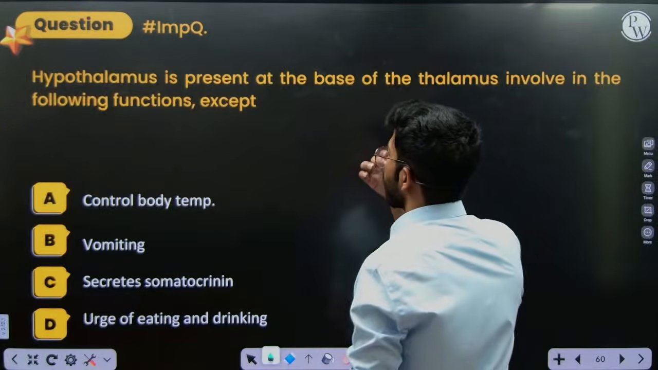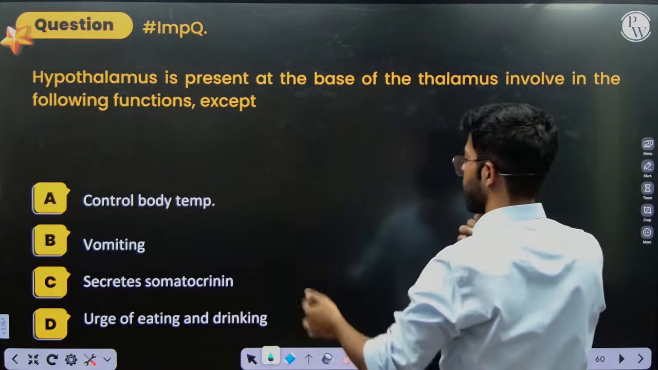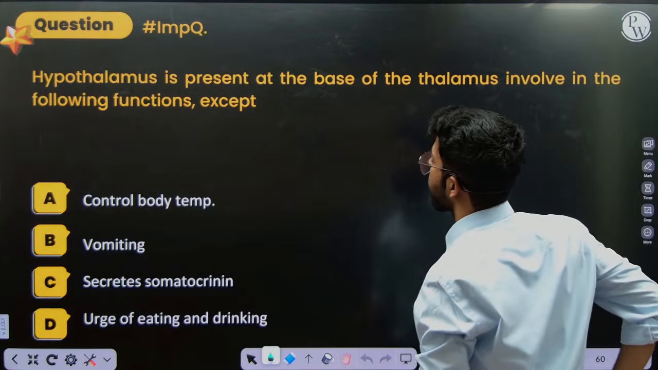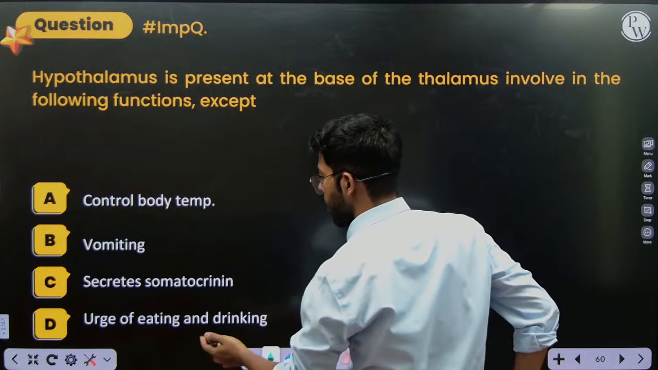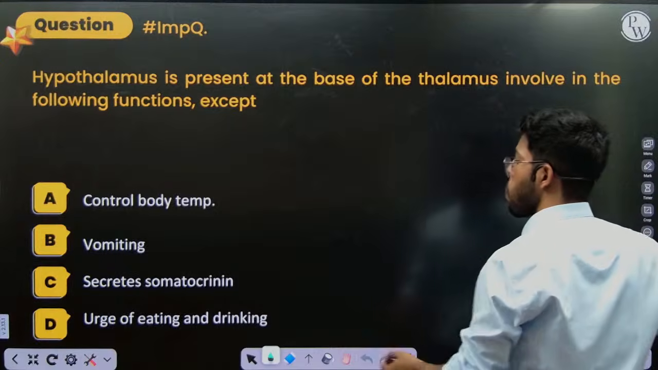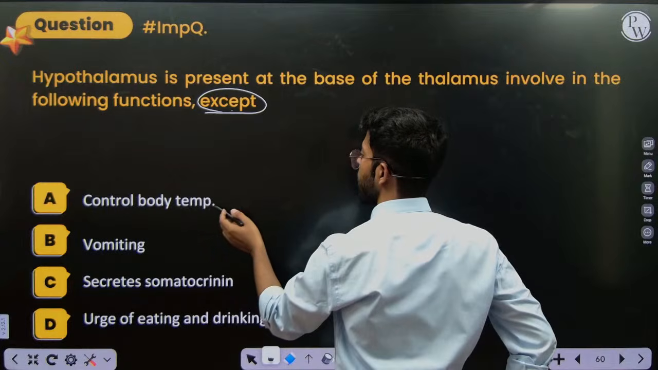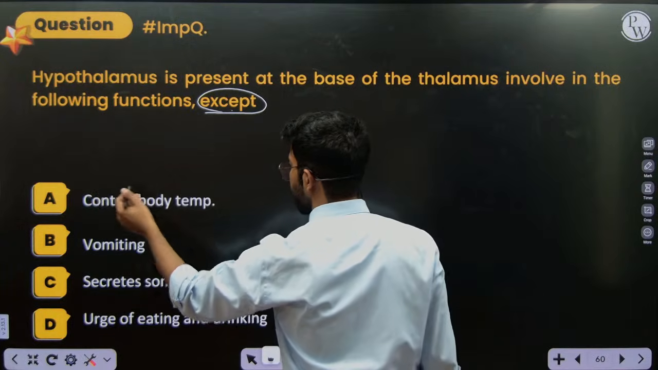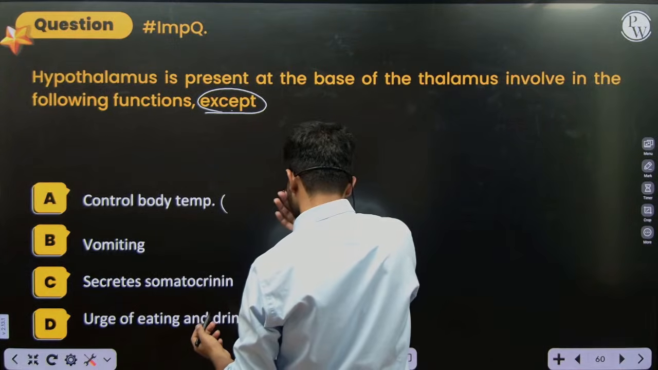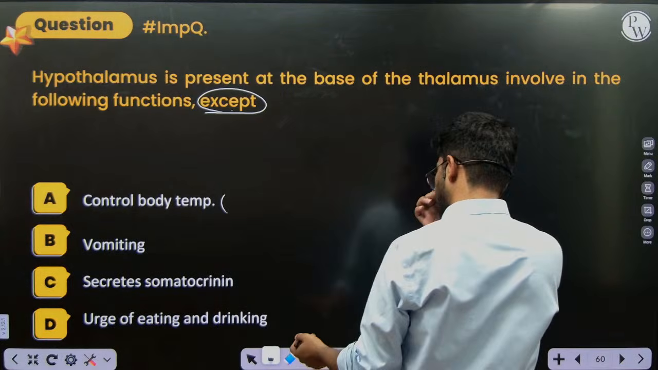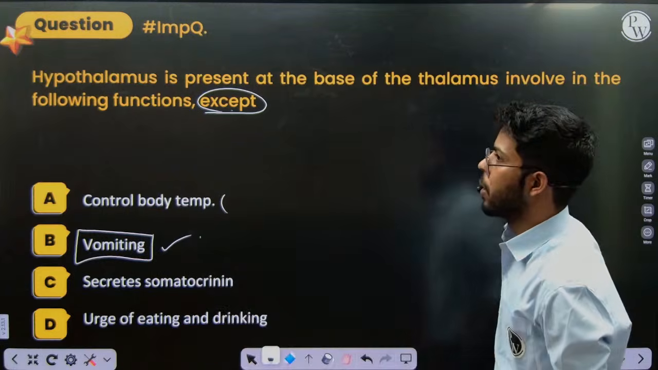Now the question is: the hypothalamus is present at the base of the thalamus and is involved in the following functions: control body temperature, vomiting, secrete somatocrine, urge of eating and drinking. Now it is saying except. So the hypothalamus functions: control body temperature, that means thermoregulation, right? Secretes somatocrine, yes. The urge of eating and drinking, right? But vomiting is not controlled by the hypothalamus.